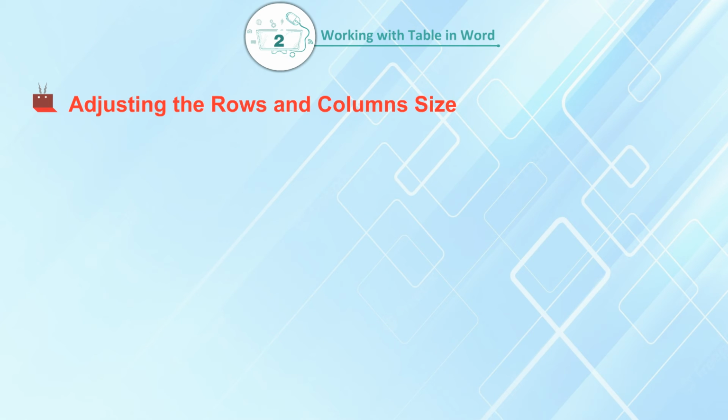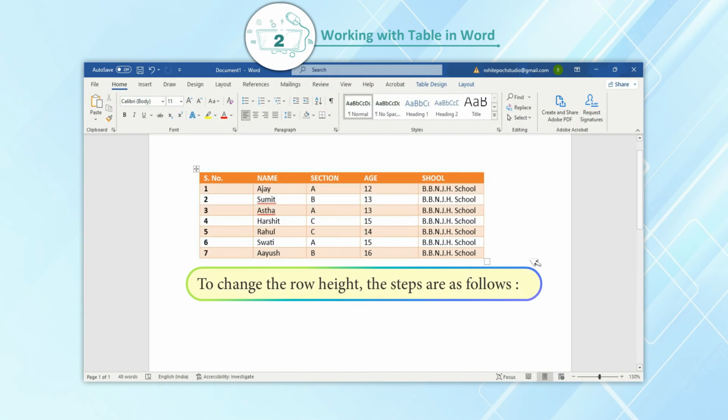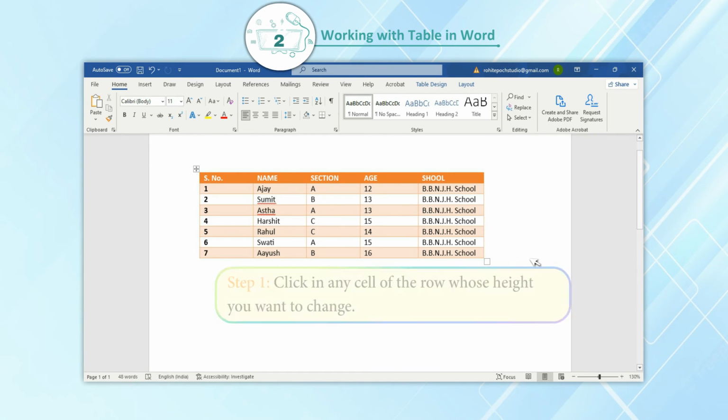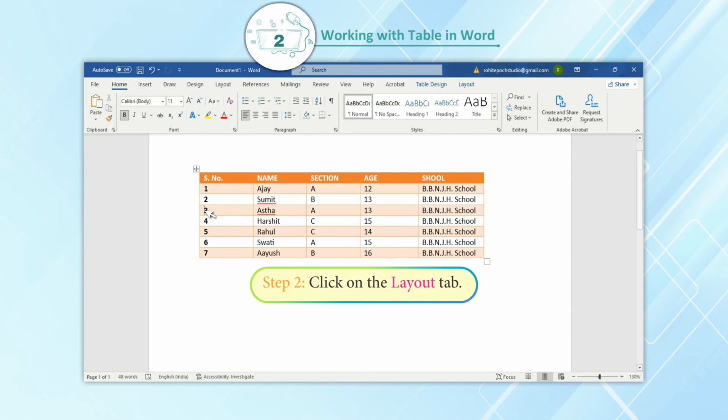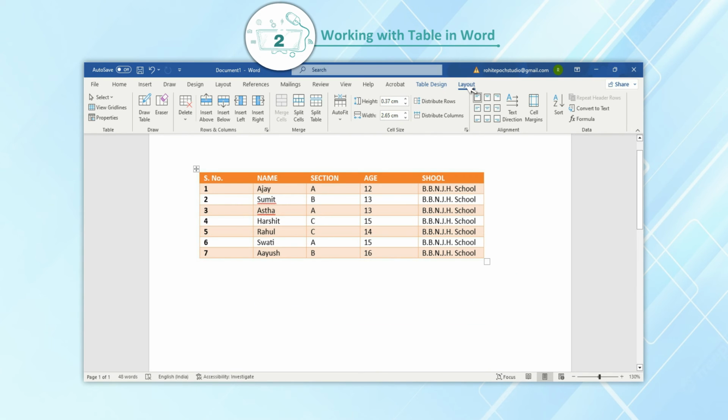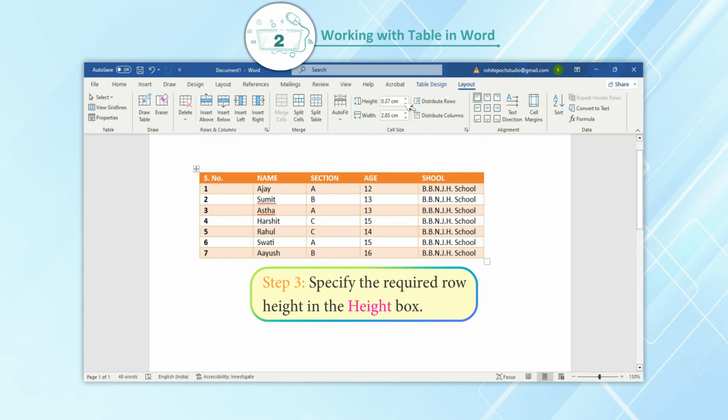Adjusting the rows and columns size. To change the row height, the steps are as follows. Step 1. Click in any cell of the row whose height you want to change. Step 2. Click on the Layout tab. Step 3. Specify the required row height in the height box.